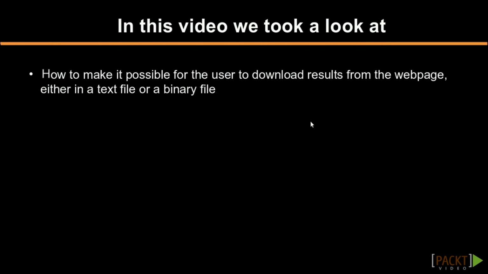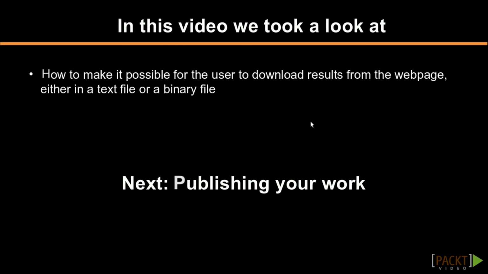In this video, we saw how it's possible for a user to download results from a web page, either in a text file or a binary image file. In the next video, we'll see how to share your Shiny app.